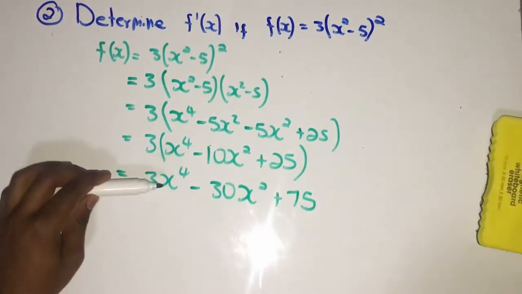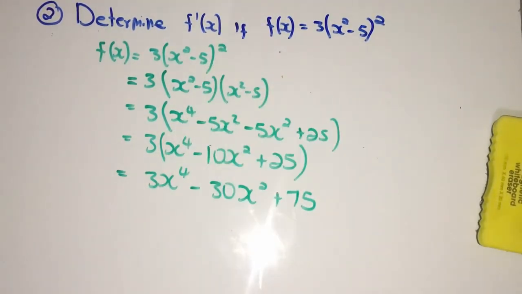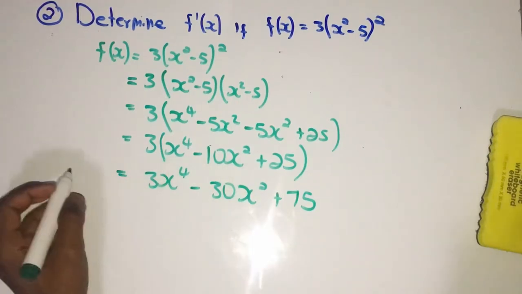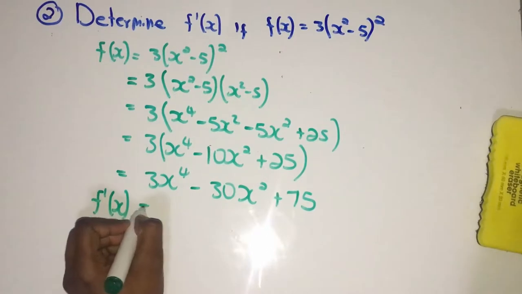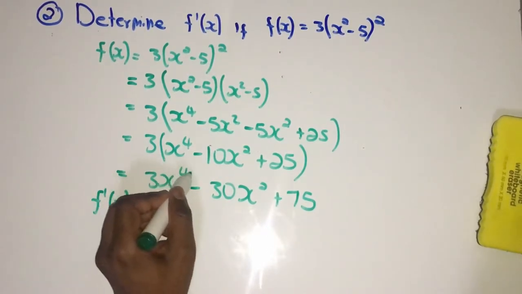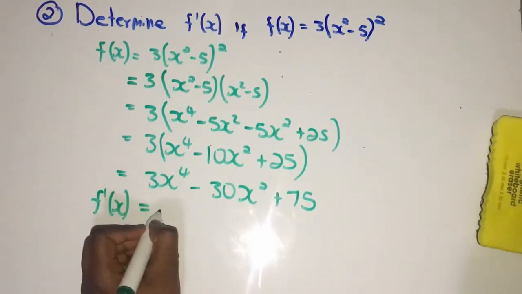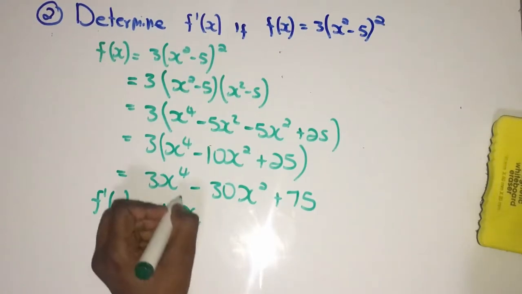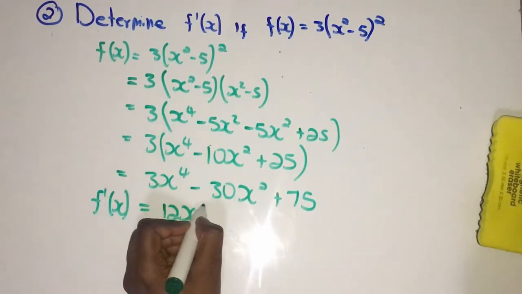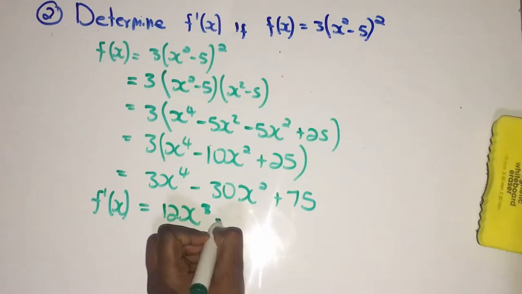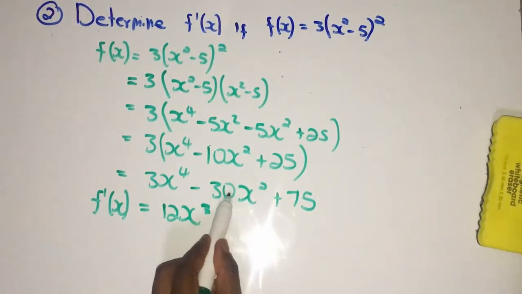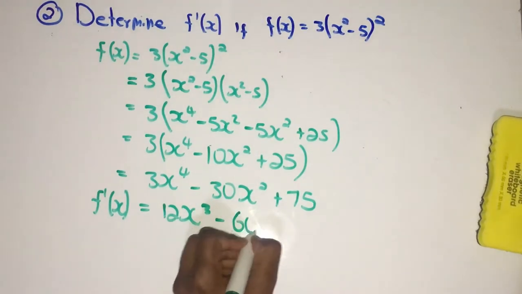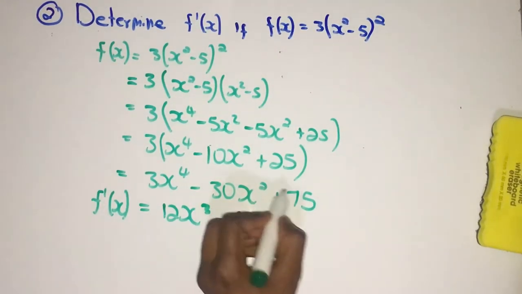So now this is in the form I want, and we can easily differentiate. Our f prime, the derivative, is going to be 4 multiplied by 3, so we get 12x, and then 4 minus 1 gives 3. Then 2 by 30 gives 60x, and 2 minus 1 is 1.